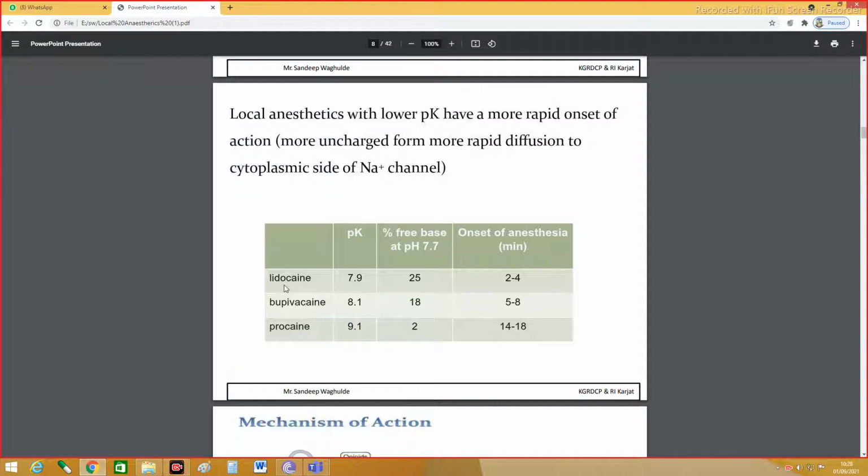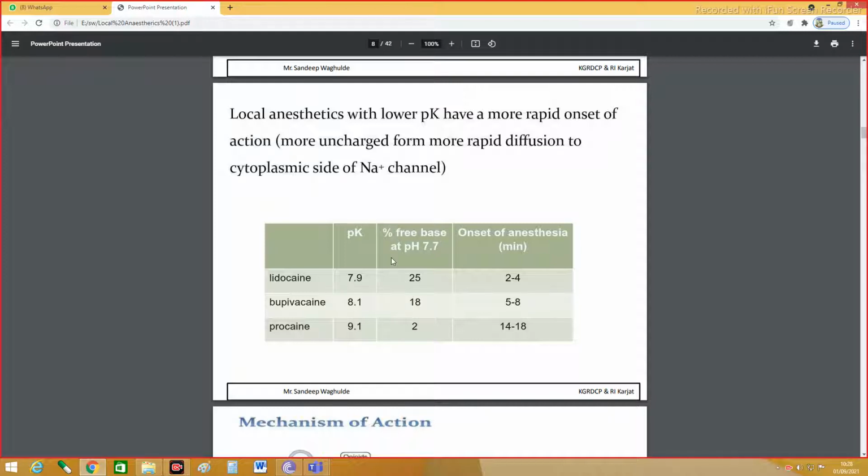But if we try to calculate the free base percentage at pH 7.7, it is almost 25. And as the free base concentration is higher, the onset of anesthesia will be faster.